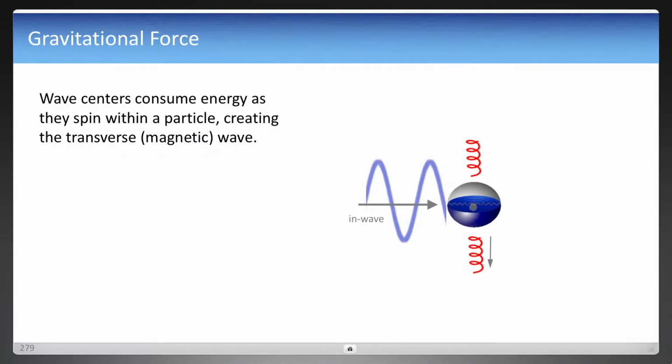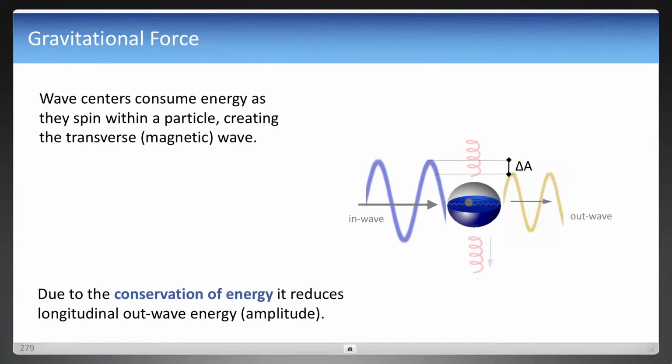And the gravitational force. Right, there are wave centers, as it was described, that are spinning to be able to create that transverse wave, known as magnetism. That takes energy. And due to the conservation of energy, that longitudinal outwave is decreased in energy, or wave amplitude, just slightly, very, very slightly.